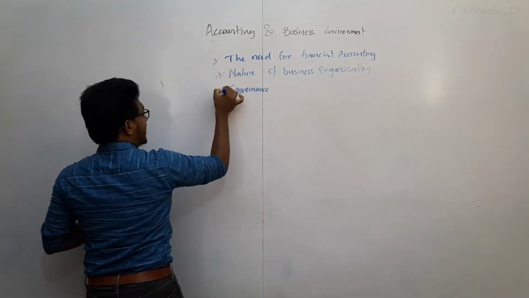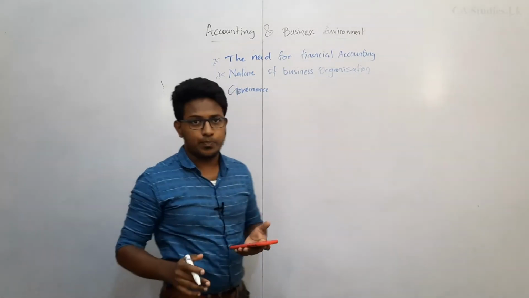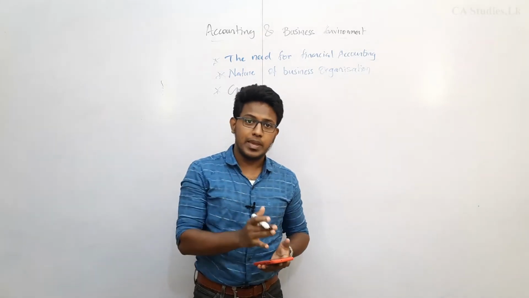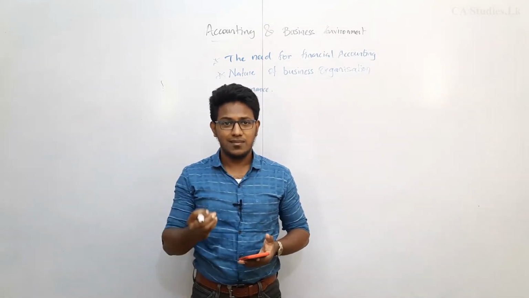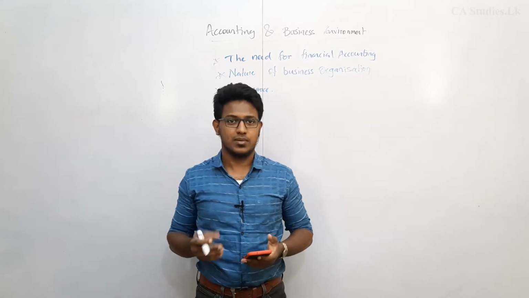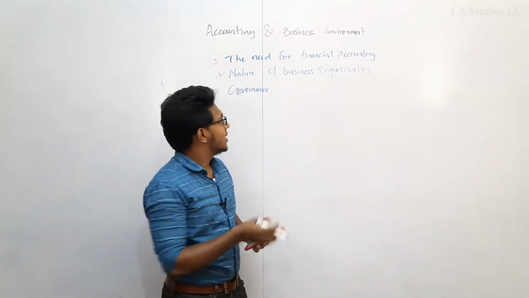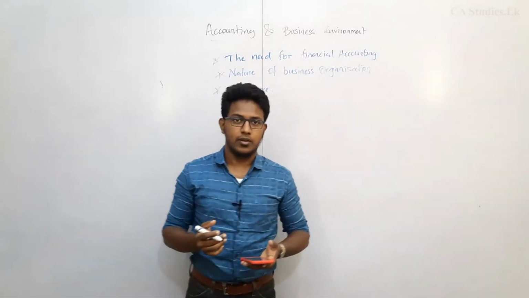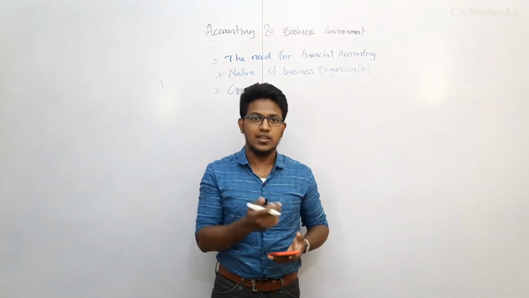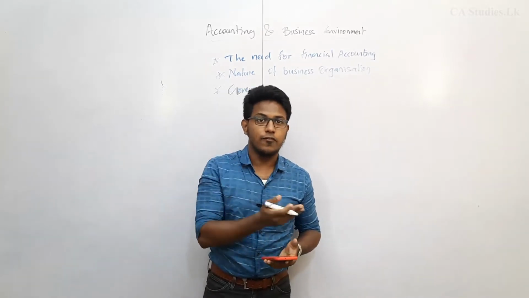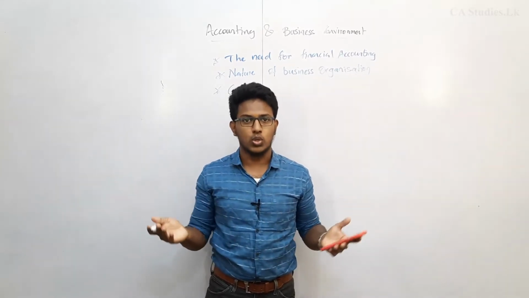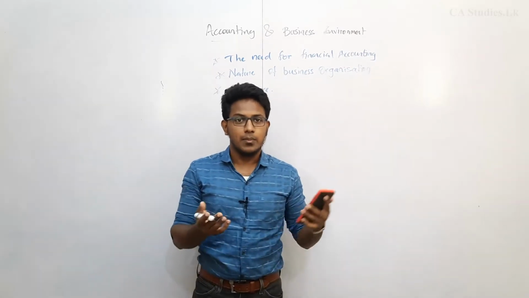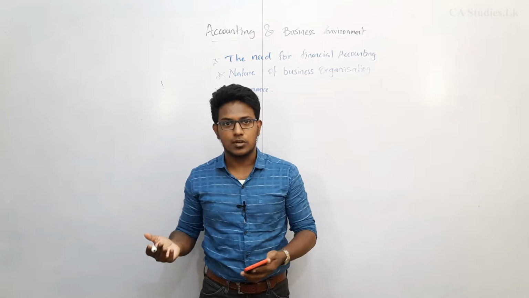So we have seen what is the need for financial accounting. What is meant by the business organization? Who are preparing the financial statements? Why we need to prepare the financial statements? I have explained that. Then second one is nature of business organization. Based on the profit or based on the ownership, we have divided the organization into four. Based on the profit, there are two types: profit organization or not-for-profit organization. Based on the ownership, private sector organization or government sector organization.